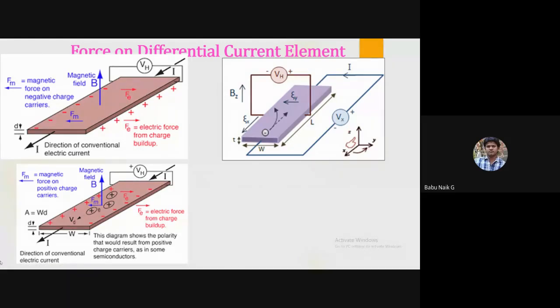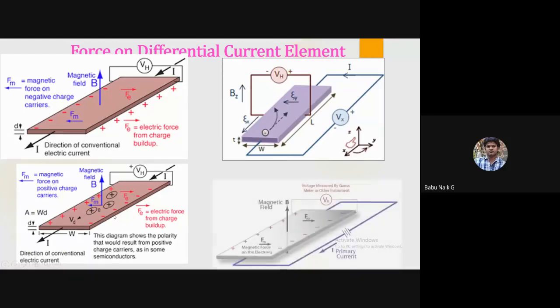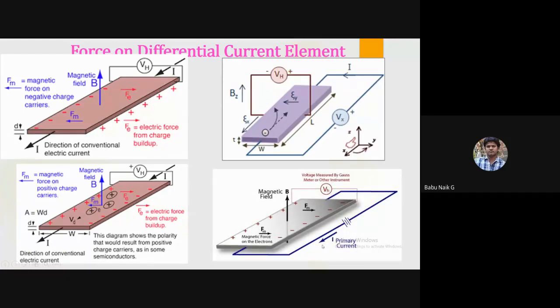So here the current is flowing in the x direction. If we change the positive and negative, the current will flow in the x direction, that is positive here. In a similar way I have drawn it here, with positive and negative plates applied.